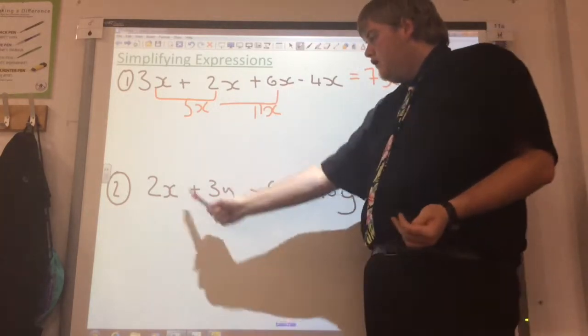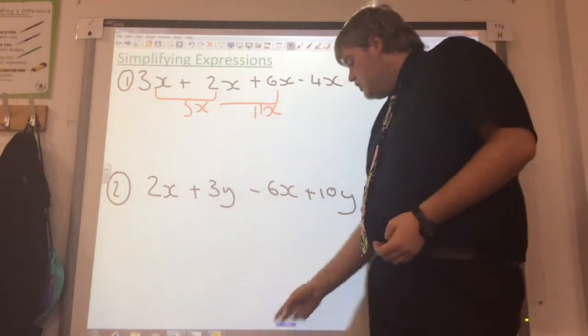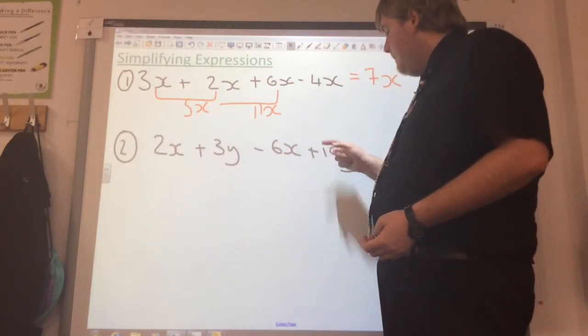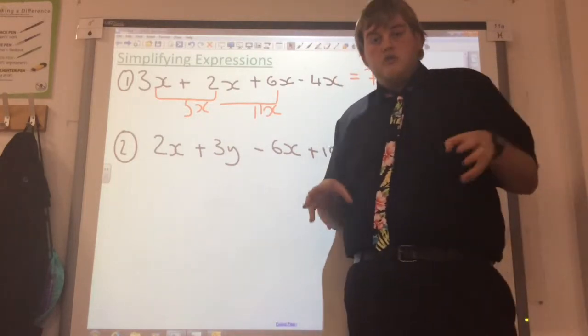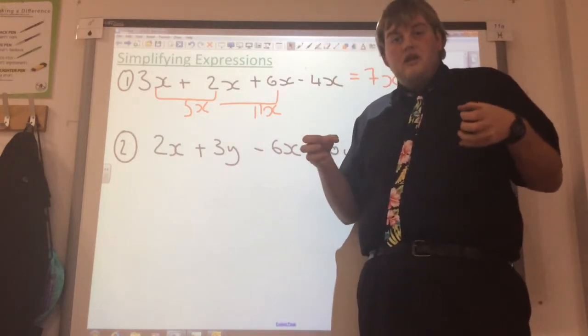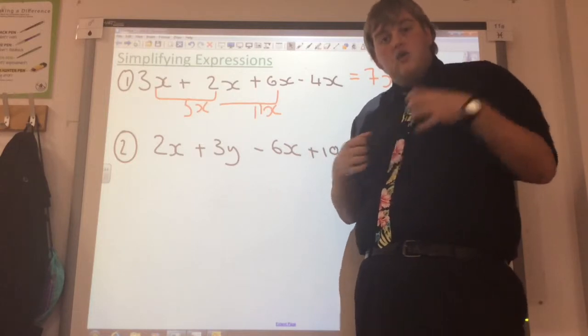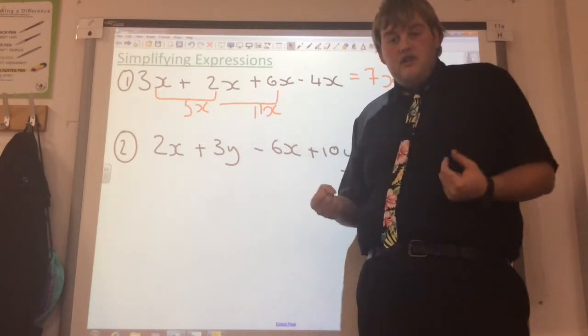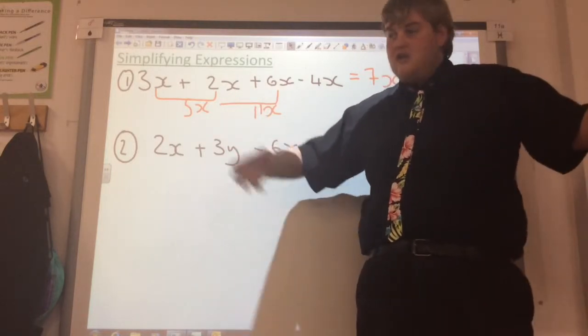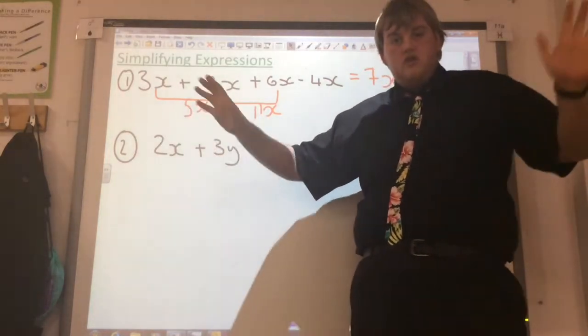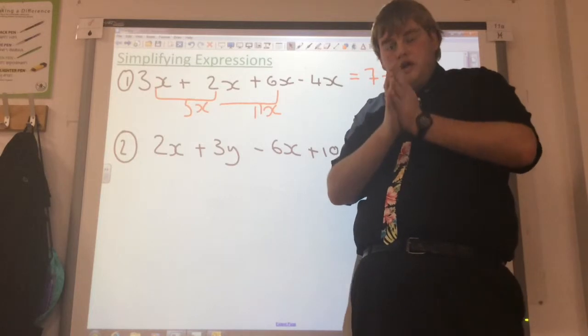So, now we've got this one: 2x plus 3y minus 6x plus 10y. Now, when we're working with algebra, you can only add the same letters together. We can't add x's to y's, they are two different things. Imagine we've got our big pile of things, we've got our x's and our y's. They are two completely separate things. We can't put them together to make one.